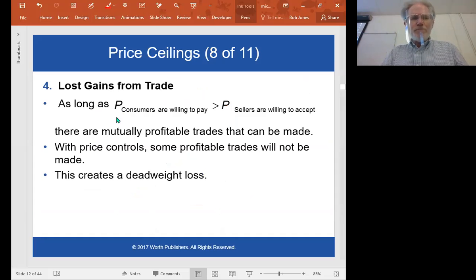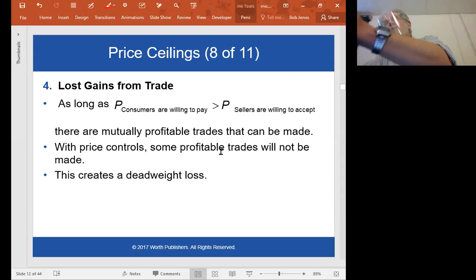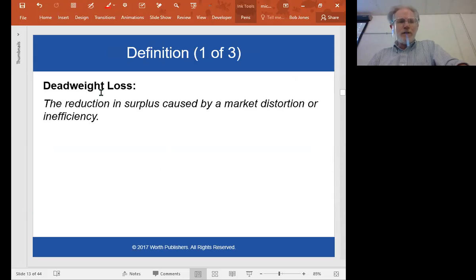Okay, lost gains from trade. As long as the price consumers are willing to pay is greater than the price sellers are willing to accept, there are mutually profitable trades that can be made. With price controls, some profitable trades will not be made. That's what your book calls unexploited gains from trade. When you have a trade where it's worth more to the consumer than it costs the producer to produce it, but the trade doesn't occur, then there was a gain from trade that could have been received by someone, but nobody gets it because of the control. And that creates a deadweight loss, which we will see in just a second.